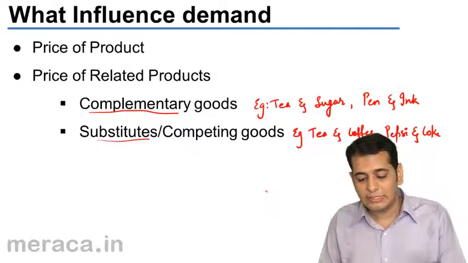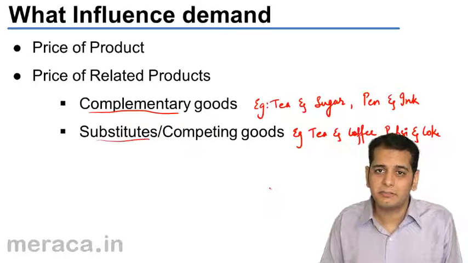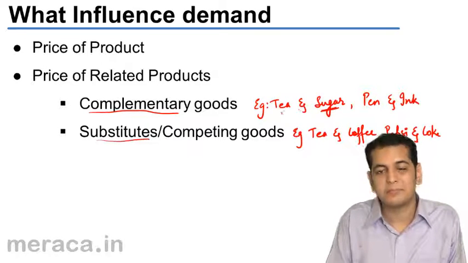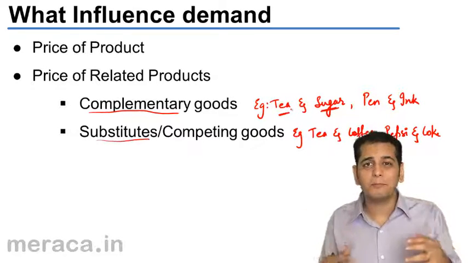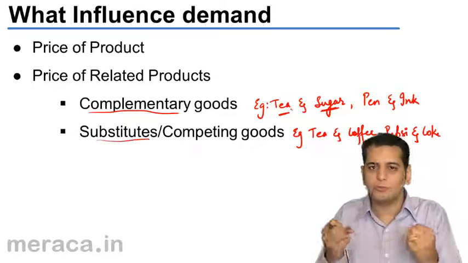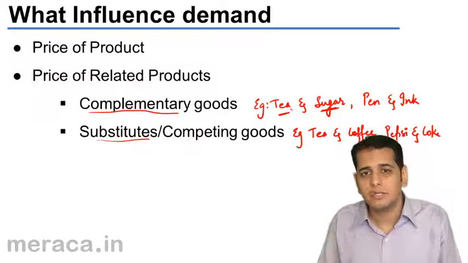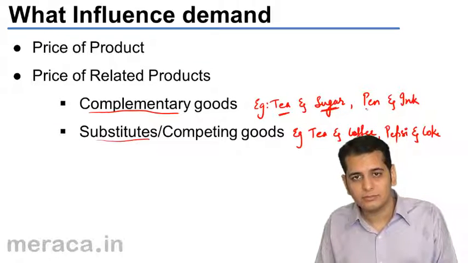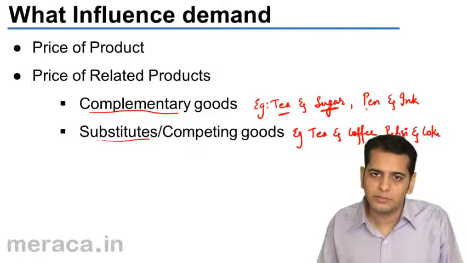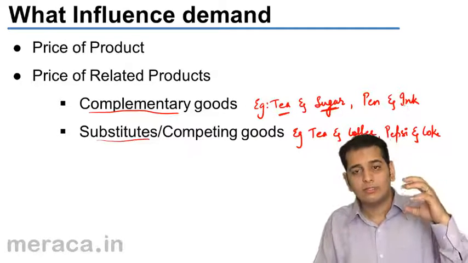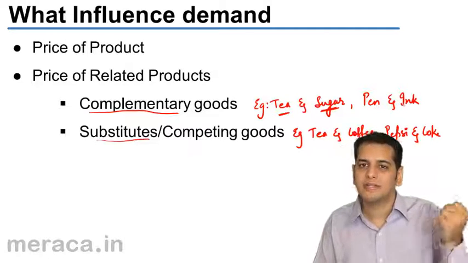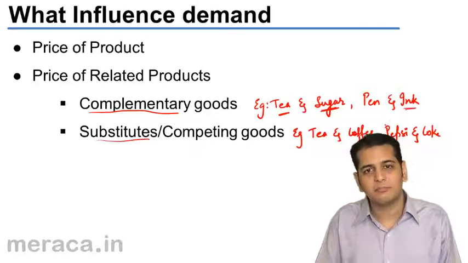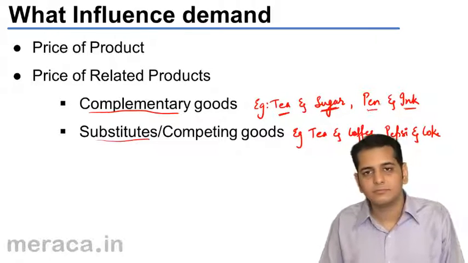Now, how do these related goods determine demand? In case of complementary goods, the demand for sugar is determined by tea. If more and more people drink tea, more and more sugar would be required. More and more sugar would be demanded. Likewise, if more and more people buy pen, more ink would be demanded in those pens. So we can say the demand for sugar is determined by the demand for tea. Again, demand for ink is determined by demand for pen.